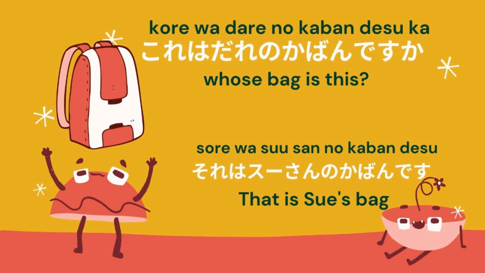Sa unang example, kore wa dare no kaban desu ka? Which means, whose bag is this? Kaninong bag iyon? So, ang sagot is, sore wa Susan no kaban desu. Yung dare, pinalitan natin ng pangalan ng owner, tapos inalis lang naman natin yung ka. So, ang sagot natin is, sore wa Susan no kaban desu.